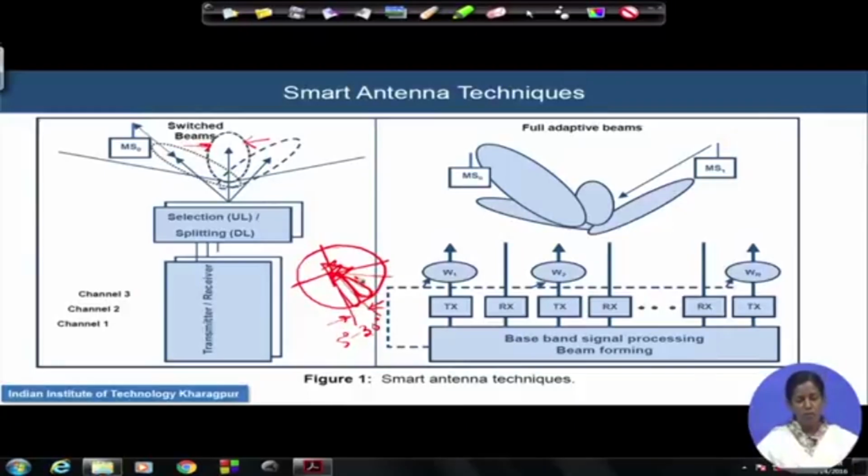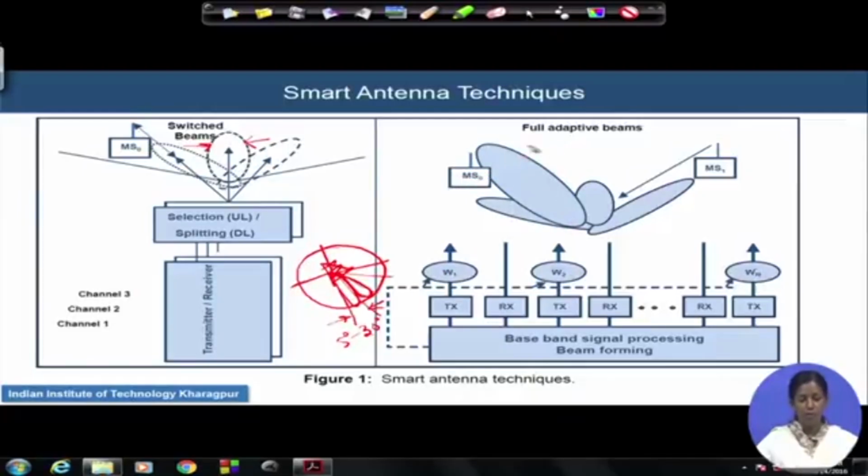So, this is the structure of the switched beam, whereas in the full adaptive beams, we have a very complicated baseband beamforming architecture associated with the RF front end, where the weight vectors of the transmitting antenna array elements are continuously changing to track the location of the mobile station.